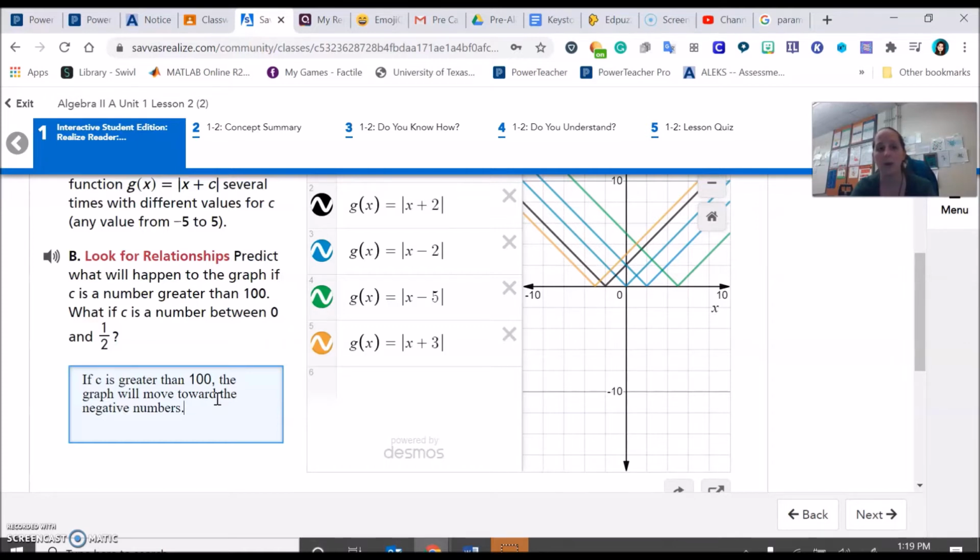All right, what if c is a number between 0 and 1/2? Okay, so for c between 0 and 1/2, you're just going to see a very small horizontal shift to the left, because it's still between 0 and 1/2, so it's positive, so it's going to shift to the left.